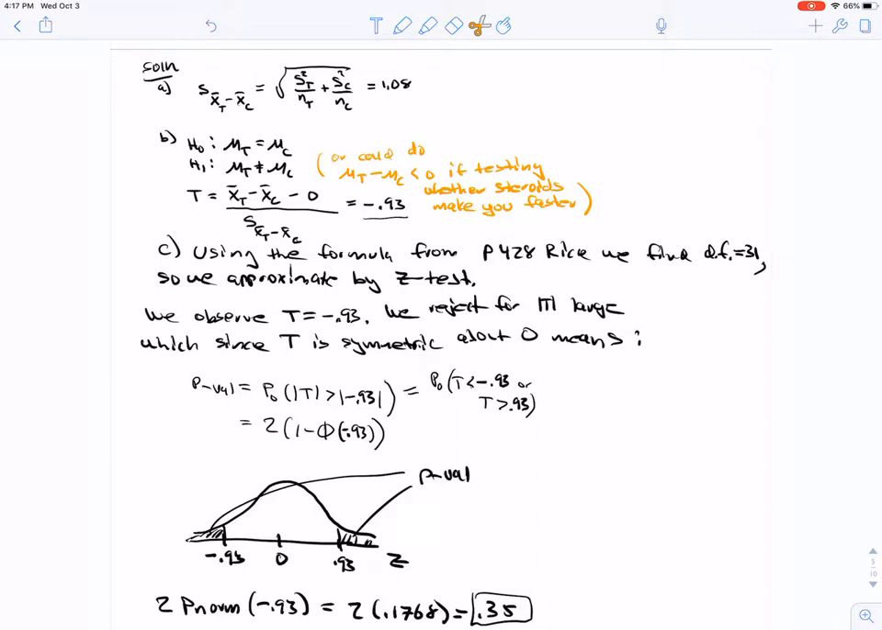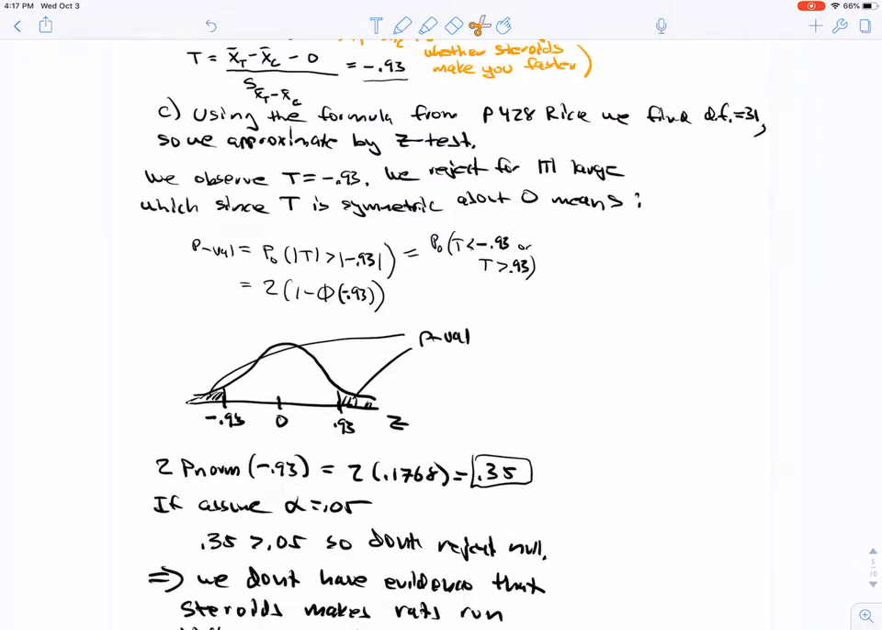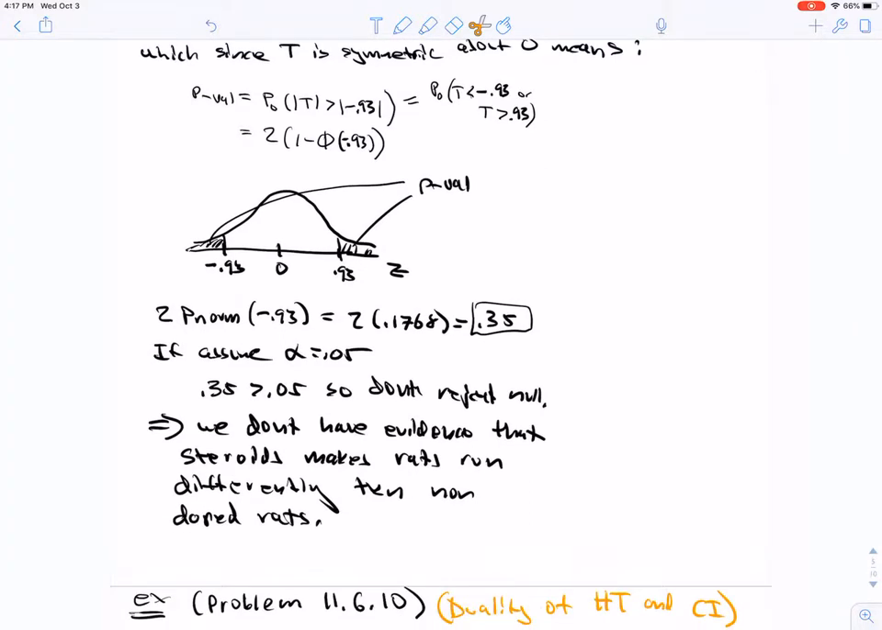Now, to calculate the p-value, remember that because it's a two-sided test, we're rejecting for absolute value of t large, which, since t is symmetric about 0, means that we are looking for the probability that either t is less than minus 0.93 or t is greater than 0.93. This is essentially 2 times p norm of minus 0.93, which is 0.35. Now 0.35 is larger than your alpha, 0.05, so we would not reject the null.